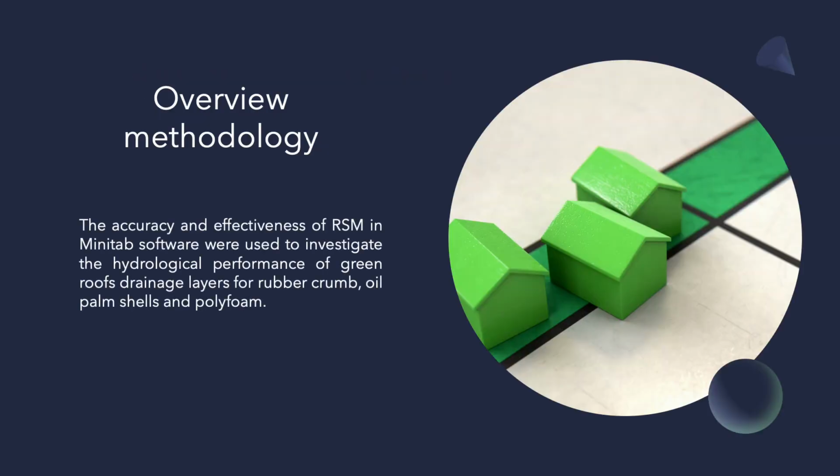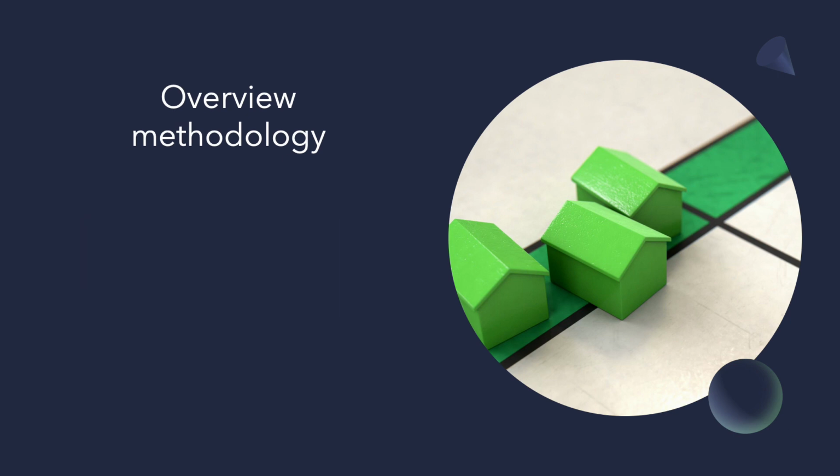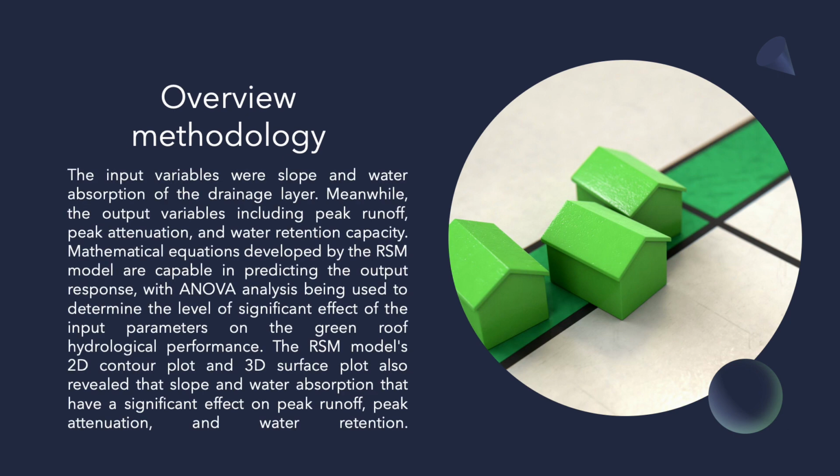Let's have a look at the overview methodology. The accuracy and the effectiveness of RSM in Minitab software we use to investigate the hydrological performance of green roof drainage layer for rubber crumbs, oil palm shell, and polyfoam. The input variables were slope and water absorption of the drainage layer. Meanwhile, the output variables include peak runoff, peak attenuation, and water retention capacity.